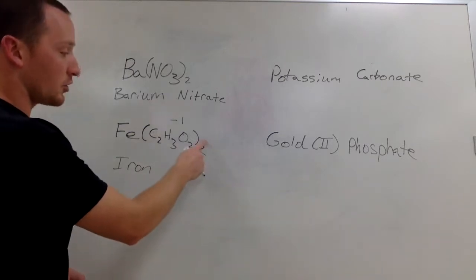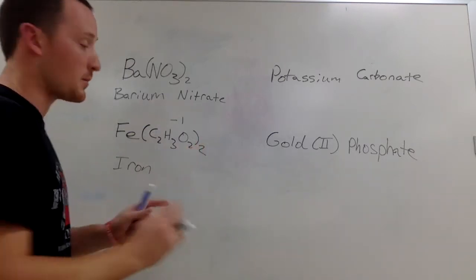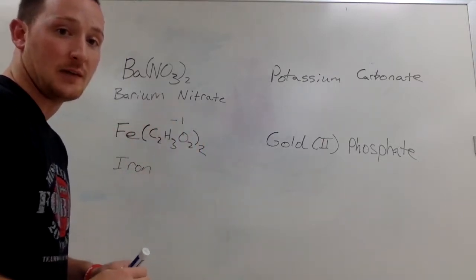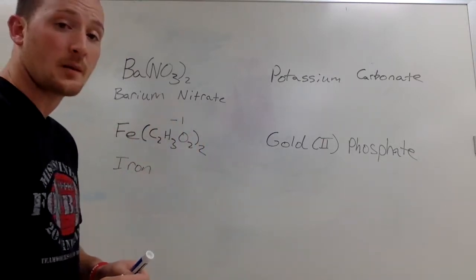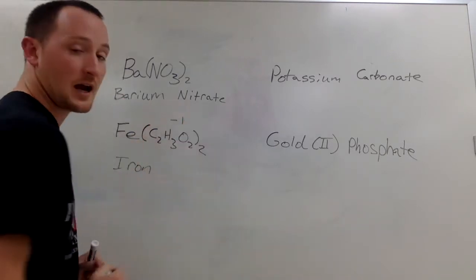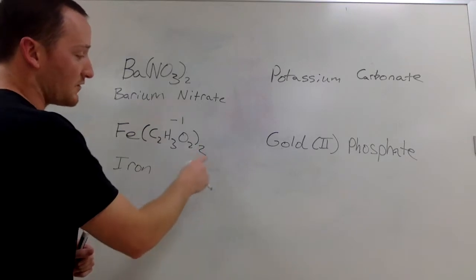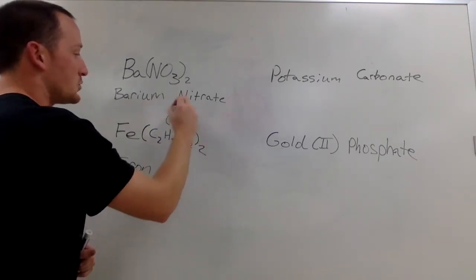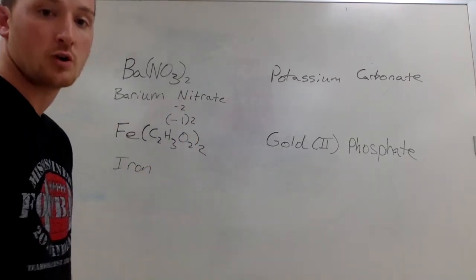But then you also have to look, how many acetates do I have? Remember, an important thing you have to do in naming these ones with polyatomic ions is you have to treat it as a unit. So this entire thing is acetate. Now we have two of those. So we multiply that -1 charge by 2, which means I have a total of a -2 charge from this acetate.